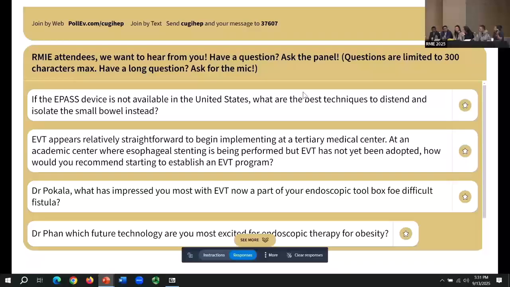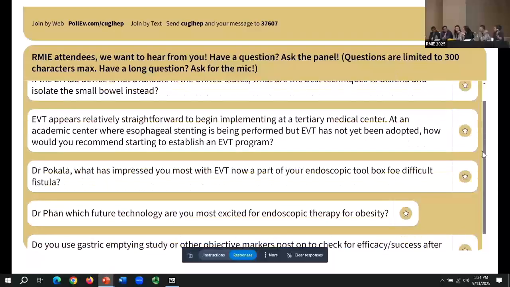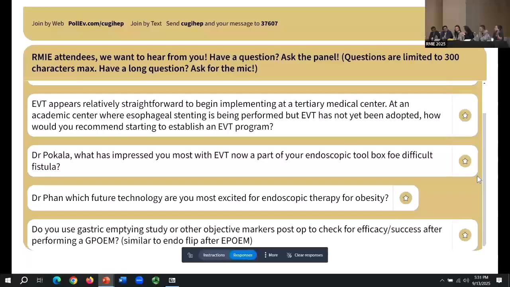If I do place a fully covered stent, I'm always concerned about the possibility of blocking bile and pancreatic juice drainage, so it's very important to monitor that. And I always suture them in. I'm very aggressive with the suturing because they do migrate very easily.